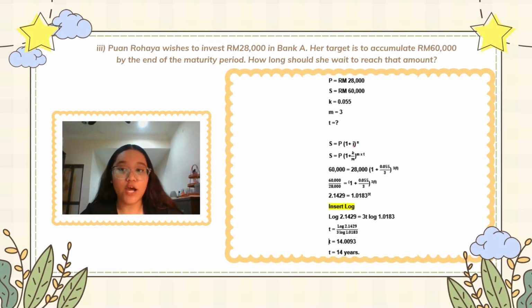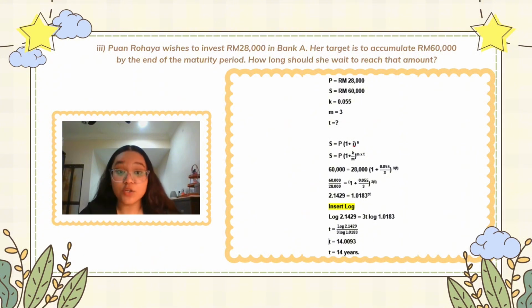Next, Puan Rohaya wishes to invest 28,000 in bank A. Her target is to accumulate 60,000 by the end of the maturity period, and how long should she wait to reach that amount? From the questions, we gather the information: bank A is 5.5% compounded every 4 months, P equals 28,000, S equals 60,000, K equals 0.055, M equals 3, and lastly T, which we need to find. So how should we find T, which is the time? How long should she wait?